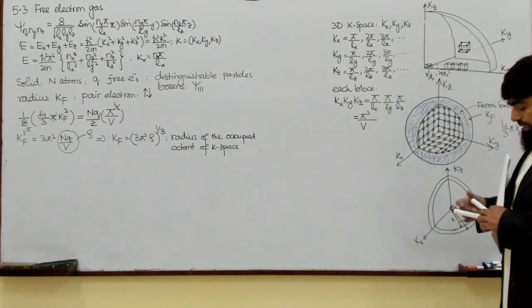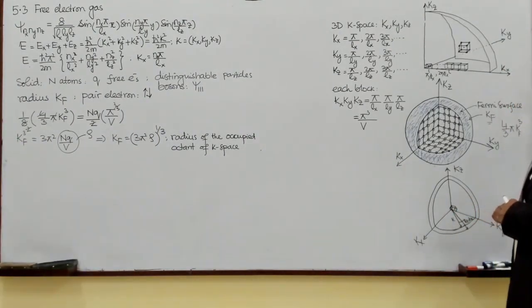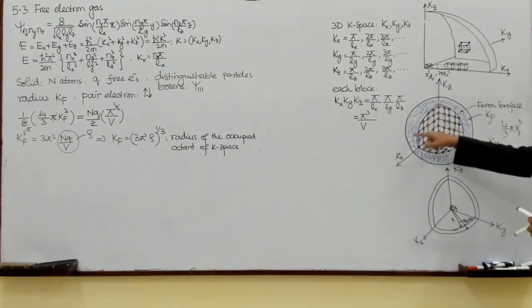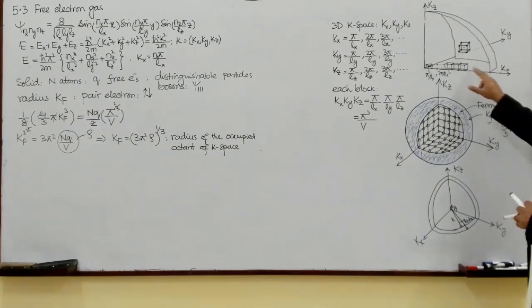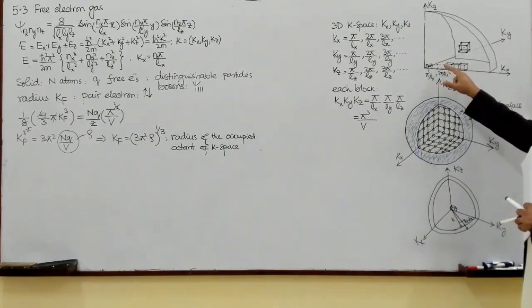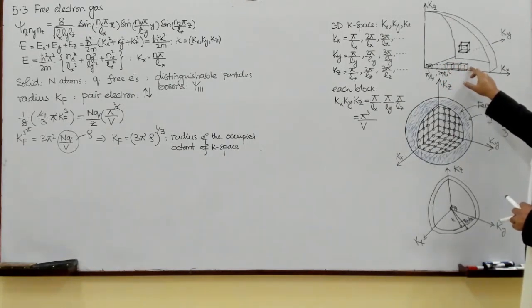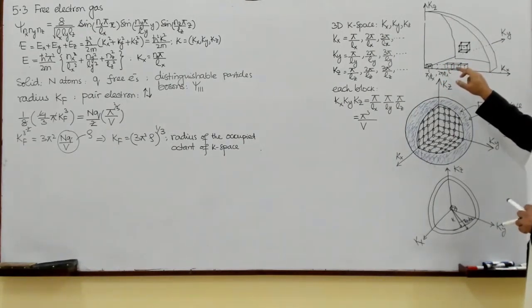Okay, so let me repeat this in order to understand it. We consider a sphere, and the radius of the sphere is kf, and the volume of the sphere is this much. Now, inside this sphere, we have blocks, and each block has an electron.